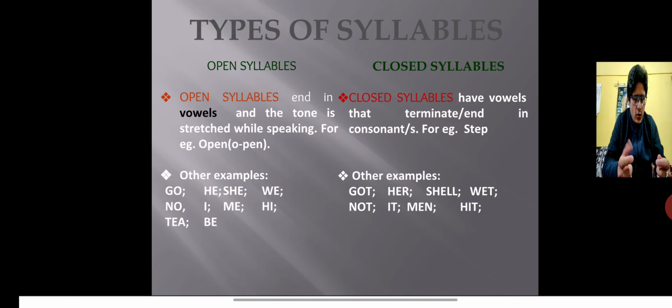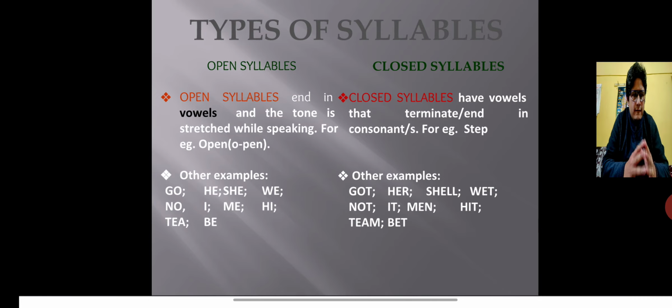For example, "go", which has been discussed in the earlier slide. It has only one vowel. Next up, the tone is stretched while speaking. For example, "open". Other examples are go, he, she, we, no, I, me. Now, let's move on to closed syllables.